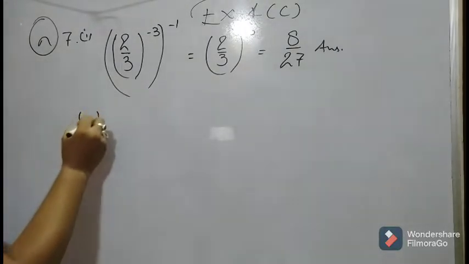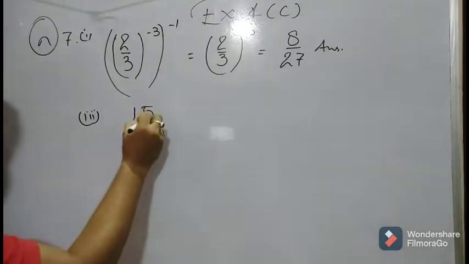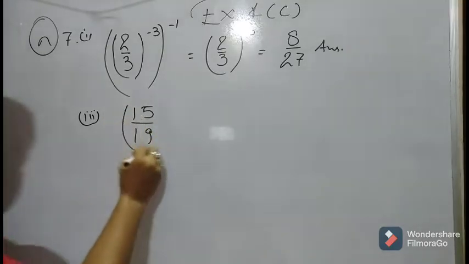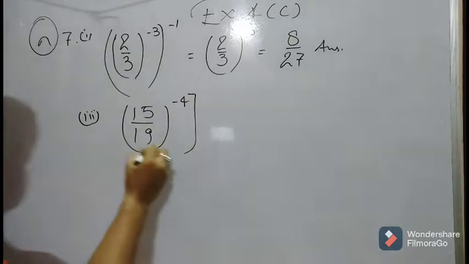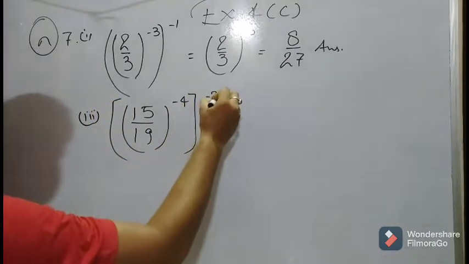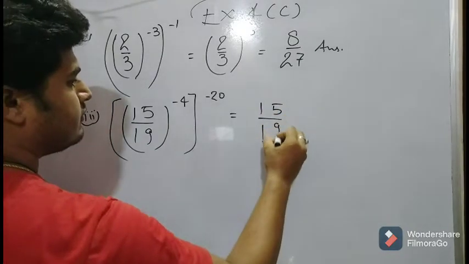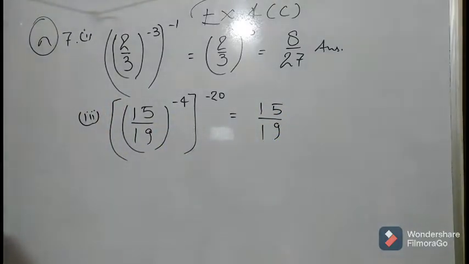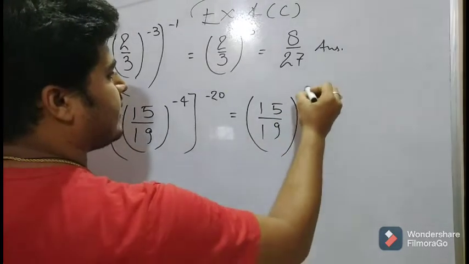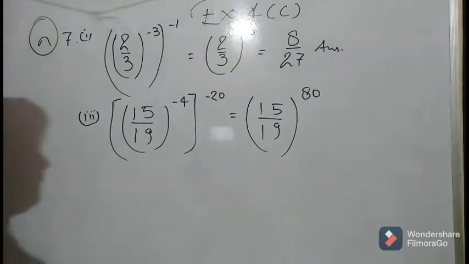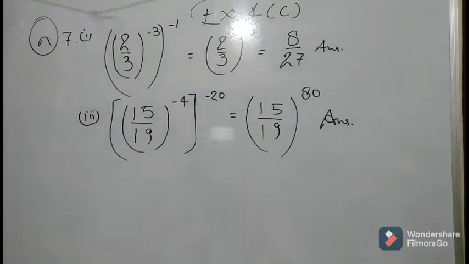Like in the third part, it is saying 15 upon 19 raised to the power minus 4, raised to the power minus 20. So for 15 upon 19, in brackets the powers get multiplied, so minus 4 into minus 20 is 80. So 15 by 19 to the power 80 will be the answer. No need to expand it.